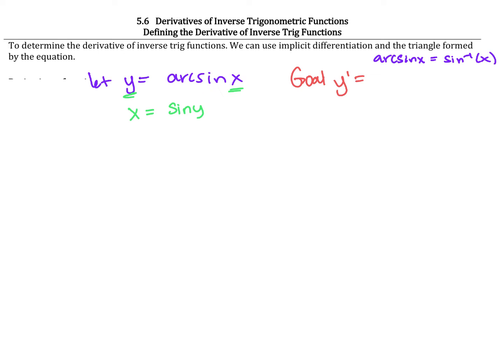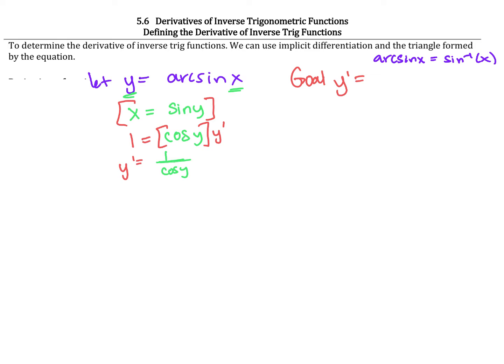Now, if I wanted to take the derivative of this, I'm going to take the derivative of both sides with respect to x. This side is going to become 1. The derivative of sine is cosine of y. And then we need to multiply this by y prime because we took the derivative of both sides with respect to x. So now if I want to solve for y prime, I get that y prime is 1 over cosine of y. Well, here's the problem.